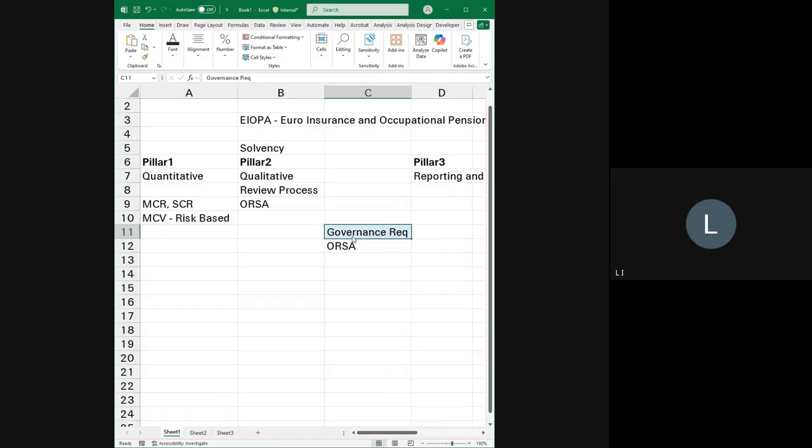Does that make sense? Governance requirements? Yes or no? Yes. Yeah. All good? Oh, yes, sir. Yeah. Cool.